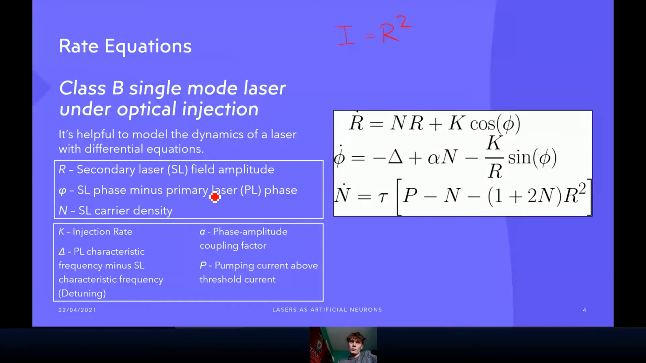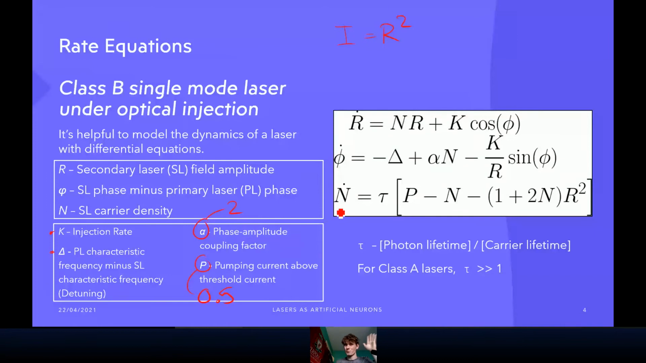So the important parameters here that we can physically change are K, the injection rate, so I can change how much light I'm injecting. And I can also change the characteristic frequencies of my lasers, and the difference in those is called the detuning. Alpha, we're going to set at 2 for quantum dot lasers, and P, we're going to leave at 0.5 for now, but we'll come back to that later. I haven't told you what tau is, and it's the ratio of photon lifetime to carrier lifetime.